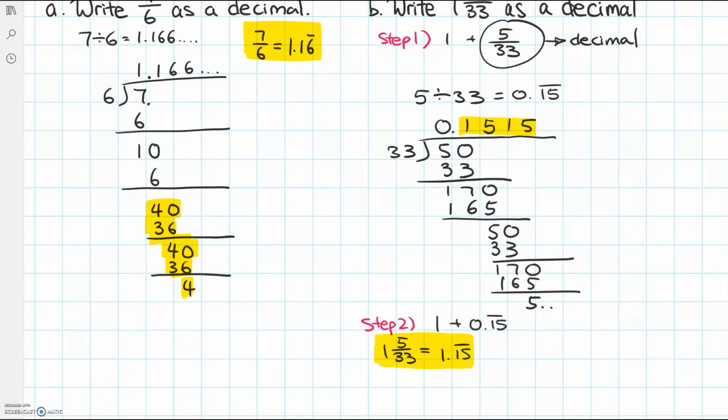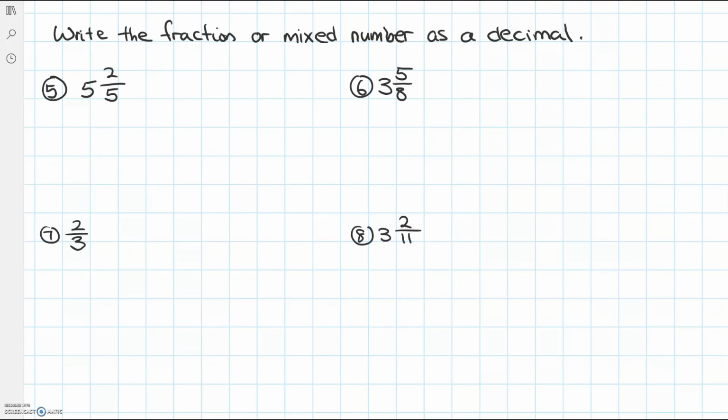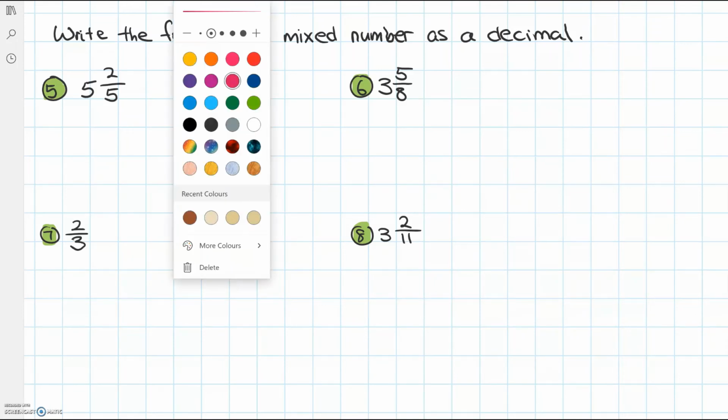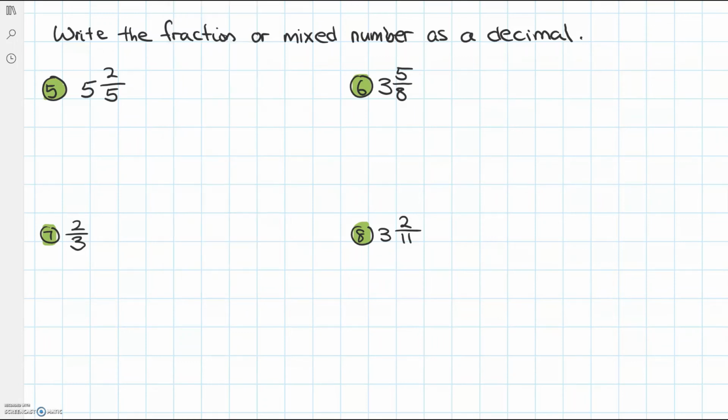Okay, let's just try a few more examples before I let you go. Write the following fractions or mixed numbers as a decimal. I'd like you to add this to the top of your homework, or just take a picture of your class notes where you have done these examples so I can see how you did them. Now you can pause this video and I will show you the answers. Are you ready for the answers? They're going to show up in 3, 2, and 1.